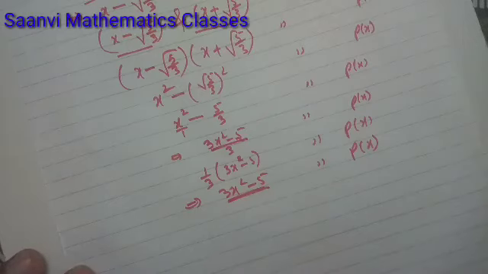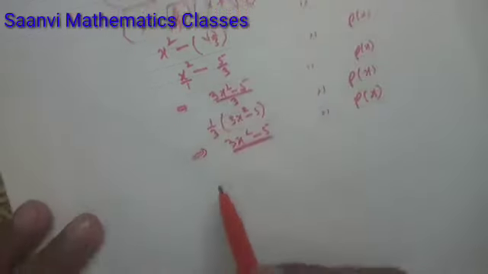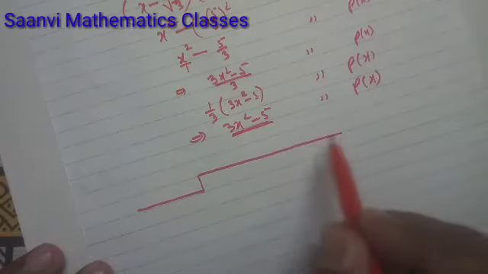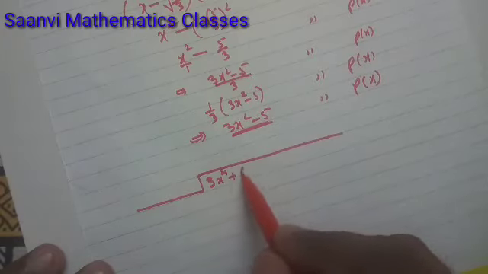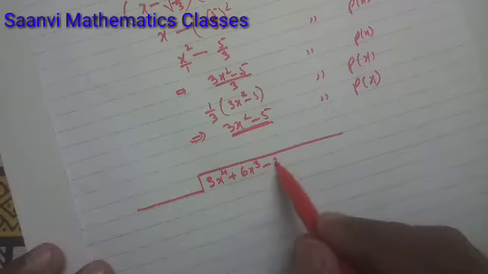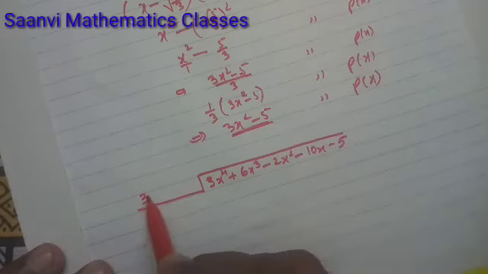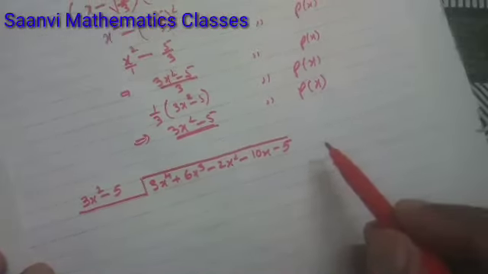Now what we'll do is the division to get the other zeros. How are we going to perform it? In the last video we have seen how to perform the division, so let's do it in this way. If you understood the division, you can pause the video and try it yourself. So x cube minus 2x square minus 10x minus 5, you're going to divide it by 3x square minus 5.